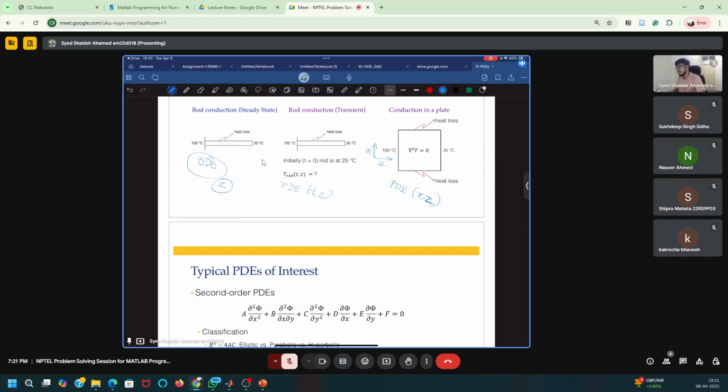So if you want to get the solution of that problem, like in this case, you want to know how the heat is flowing from one end to the other end, then you have to solve the ordinary differential equation to know what the temperature is at different points on this rod.